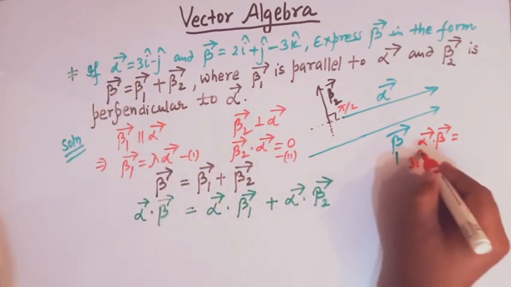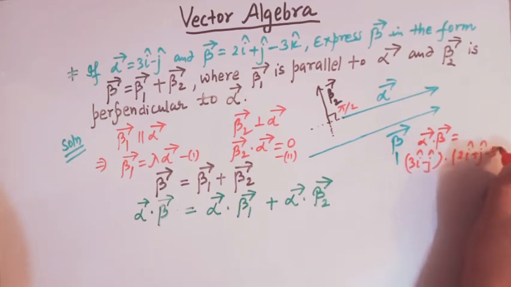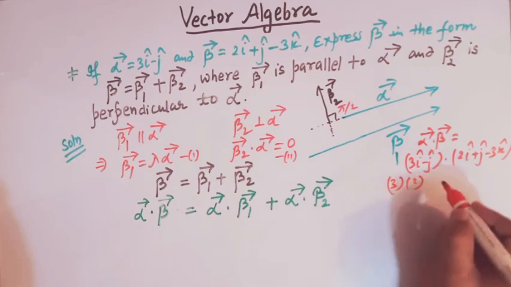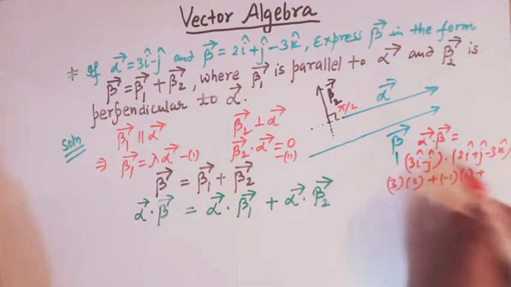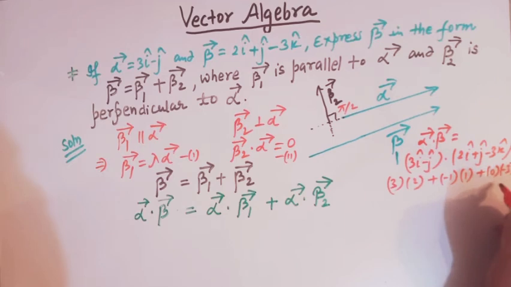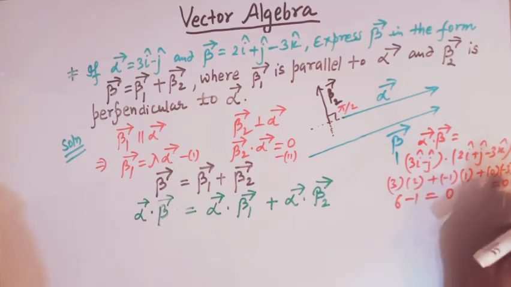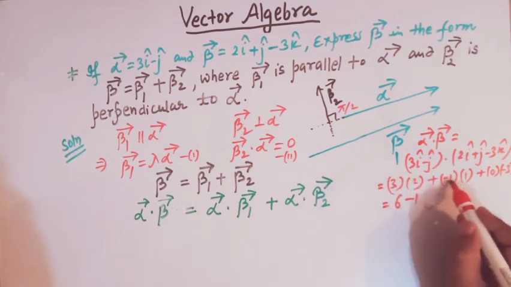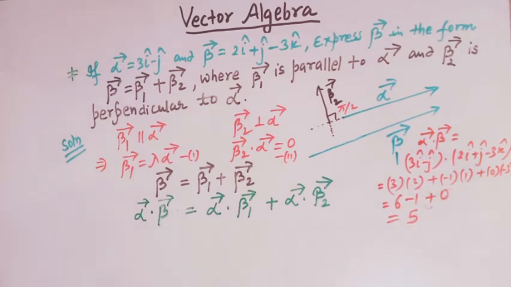Now we will find the value of alpha dot beta here, and alpha dot beta is given by 3i cap minus j cap dot product with 2i cap plus j cap minus 3k cap, right? So by the definition of dot product, we have 3 times 2, then we have minus 1 times 1, plus here we have no z component, so we have 0 times minus 3 equal to 0, right? Sorry, it is simply 3 times 2 is 6, minus 1 into 1 is 1, and here we have 0. So this is 6 minus 1, 5, right? So here we will substitute the value of alpha dot beta as 5.